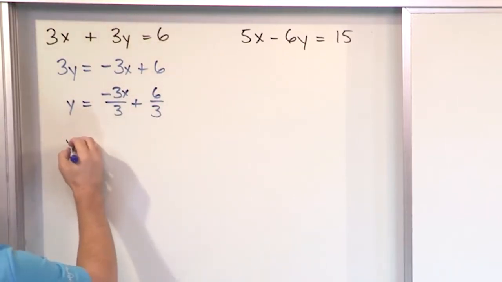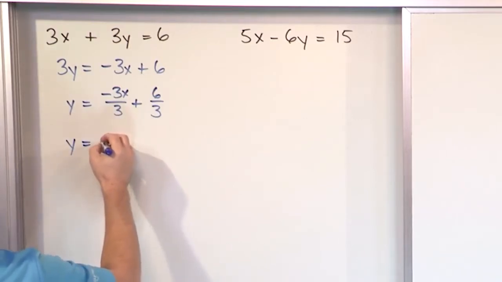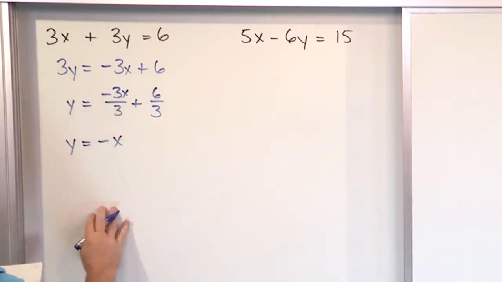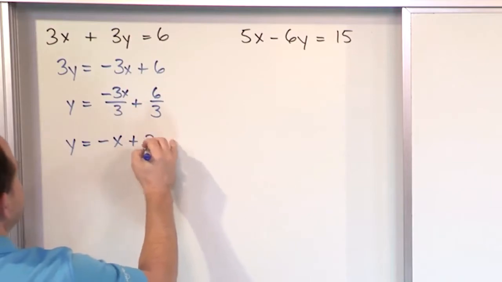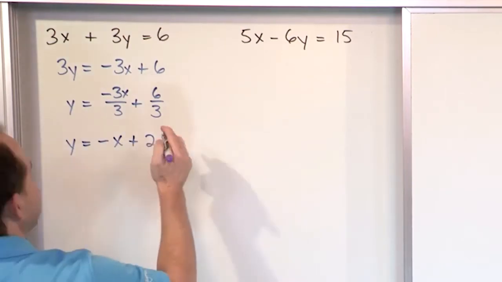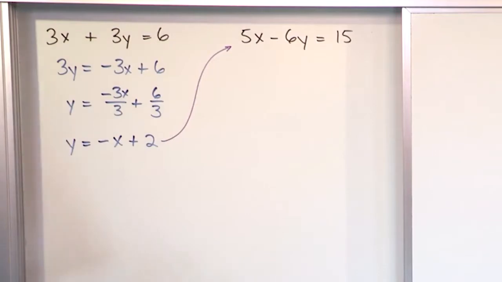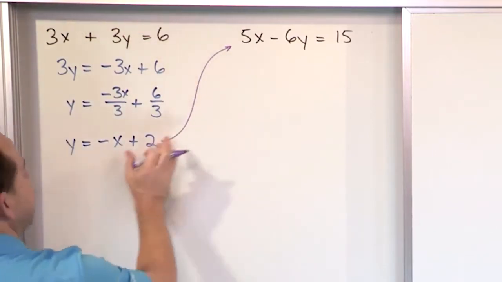So what you actually get for y is, when you divide negative 3 by positive 3, you get negative 1, so it'll be negative 1x. And then over here you have 2. So you get y is equal to negative x plus 2. So we've solved for y. We're going to use our little arrow to indicate that we're coming up here and plugging this value in over here. So we're going to stick it in for y.